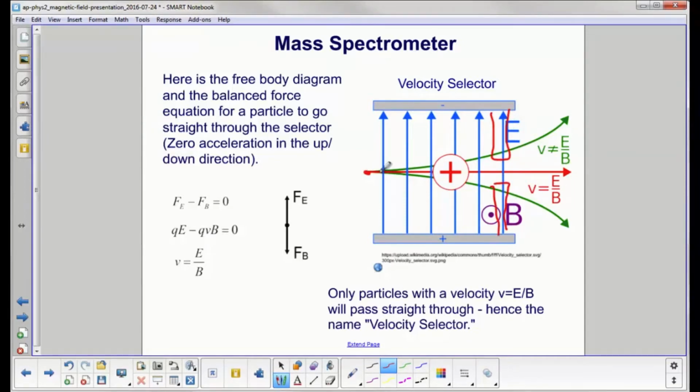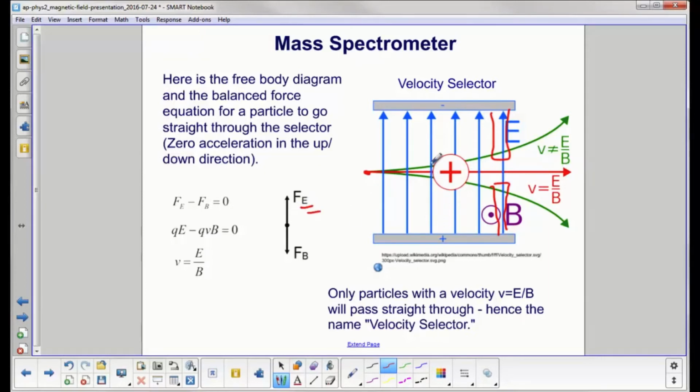So if particles come in here with all different velocities, they're going to be affected differently by this combination of electric and magnetic fields. So I only want the ones that have a balanced force. If I have the electric force and a magnetic force exactly equal and opposite, any particle coming in here with zero force in the y direction will go straight. So let's first of all explain this.